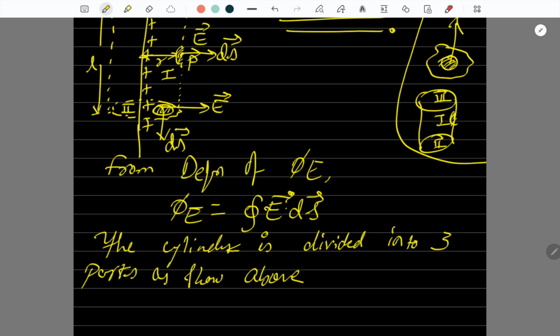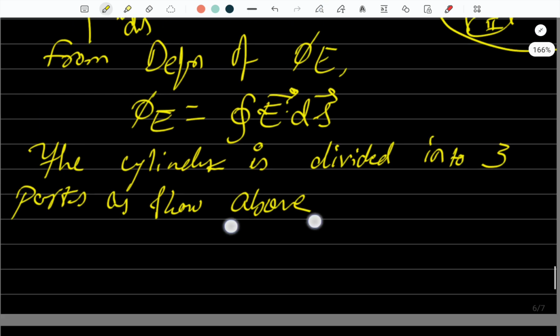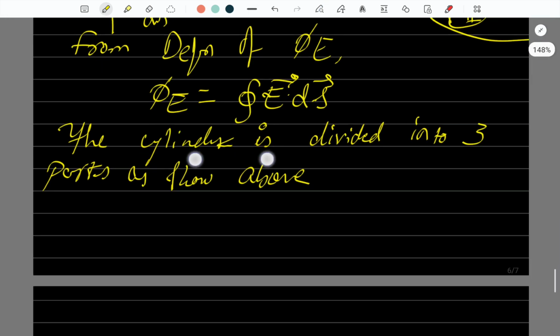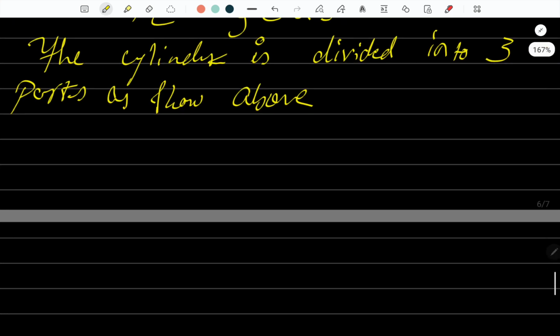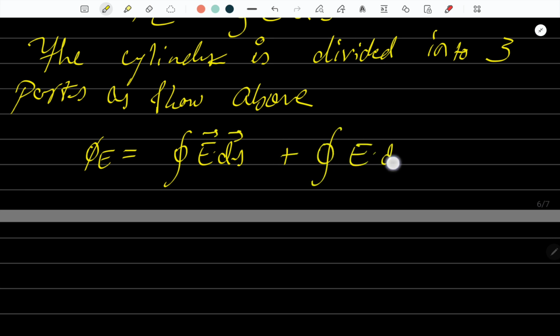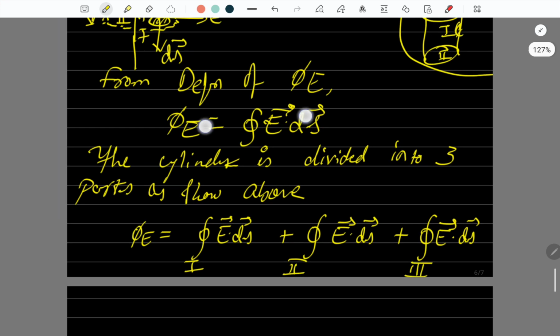So what happens to our equation? Our equation, the definition which we just wrote above, now becomes integral E dot ds plus integral E dot ds plus integral E dot ds, for the first part, the second part, and the third part. Now let's get back to the figure.